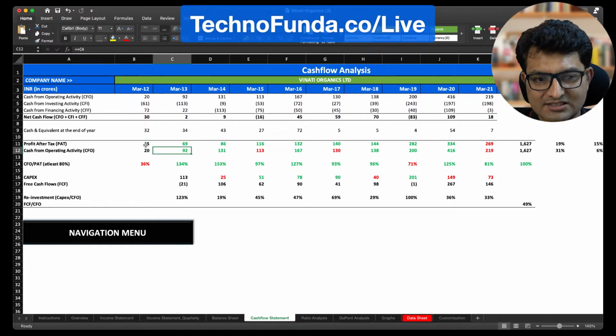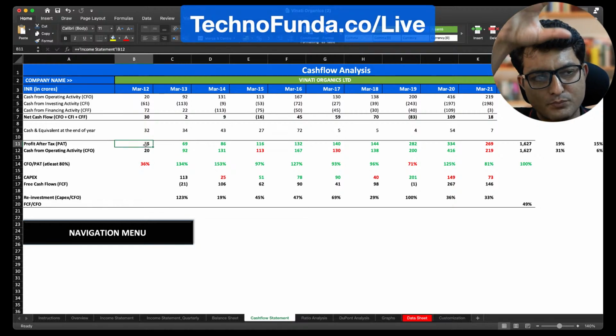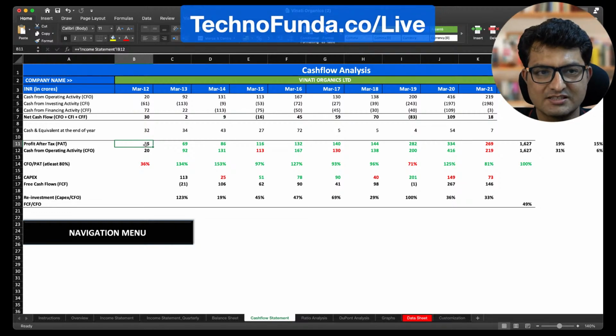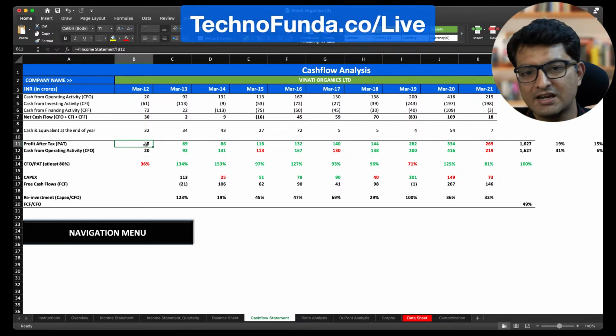See, one or two years it is fine. You might have booked some profits in 2012, which is accrual, but you receive the money in 2013.